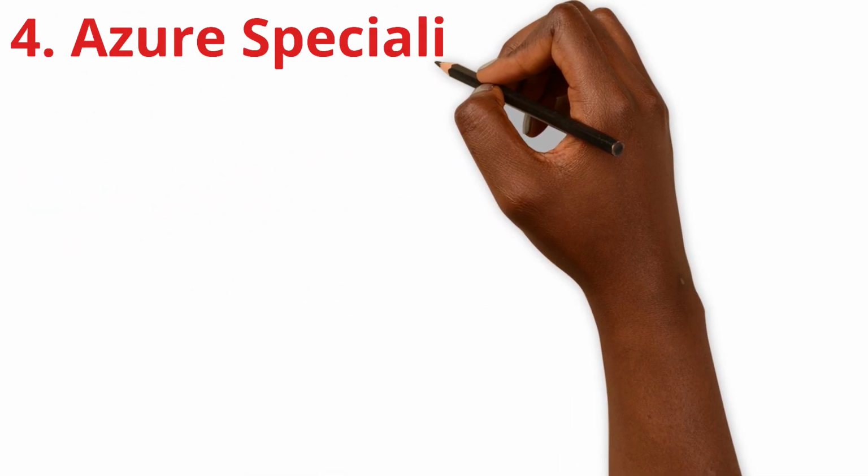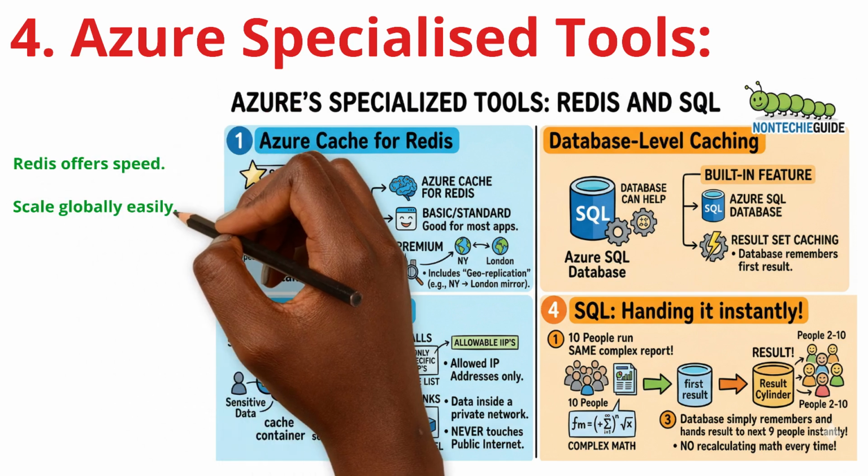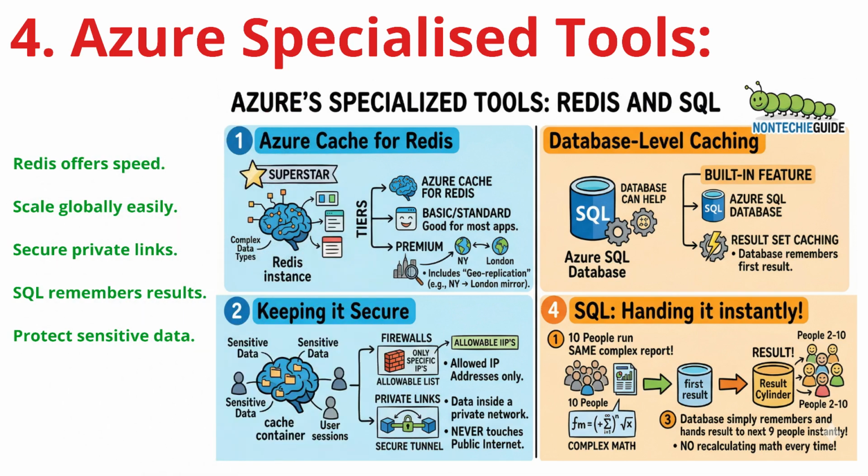When you're working in the Azure ecosystem, you have two superstars on your team, Redis and SQL. Azure Cache for Redis is the real heavy hitter. It stores data in memory for unbelievable speed. If you're just starting out, the basic or standard tiers are great, but the premium tier is where the magic happens. It offers geo-replication, which mirrors your data across the globe so a user in London gets the same lightning-fast response as someone in New York.